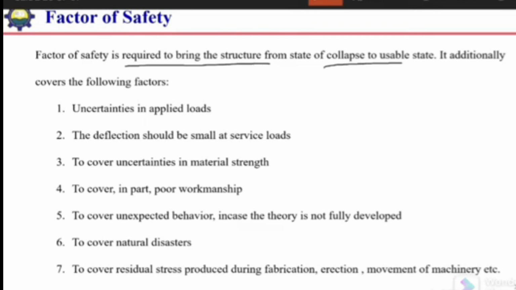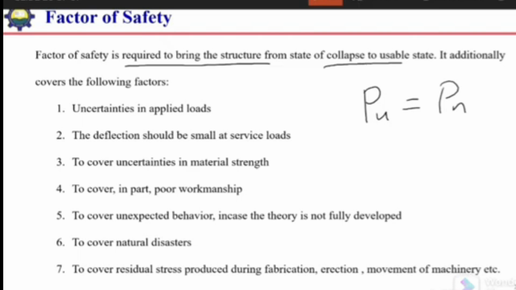For example, if we design a structure like that, the applied load Pu is equal to Pn, the nominal capacity. In that case, if somehow the applied load increases beyond the Pu value, our structure will collapse. So there may be some uncertainty in the applied load. If in any case the load exceeds the nominal strength, then the structure will collapse.